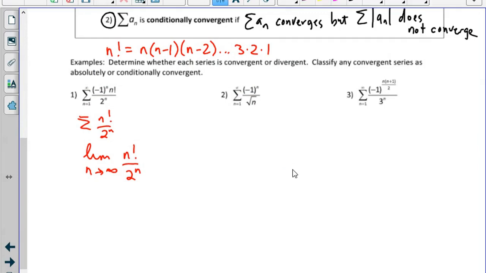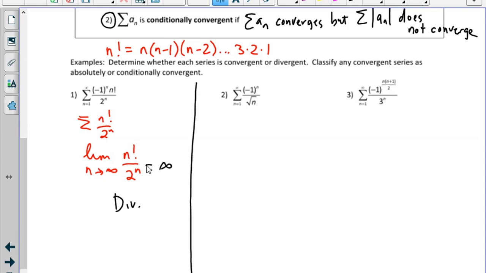So as n goes to infinity, this is infinity, and therefore this is not going to work. That also means that the alternating series test won't work on this because the limit of our a sub n term does not go to a number, or it doesn't go to 0. And so therefore, this series diverges.